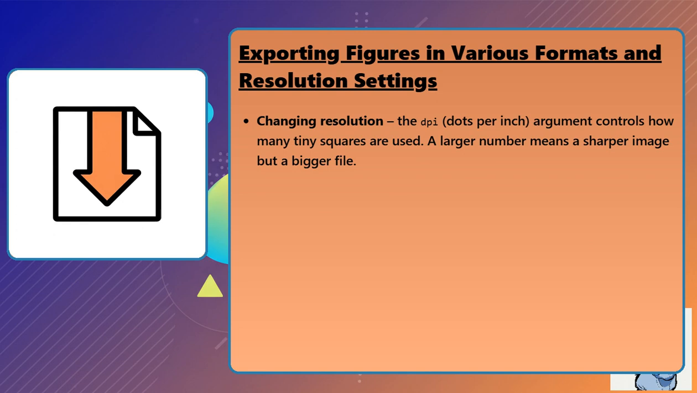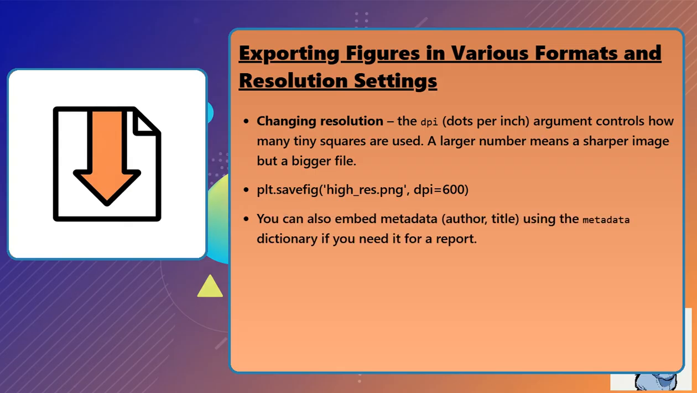Changing resolution: the DPI, dots per inch, argument controls how many tiny squares are used. A larger number means a sharper image but a bigger file. plt.savefig('high_res.png', dpi=600). You can also embed metadata, author and title, using the metadata dictionary if you need it for a report.